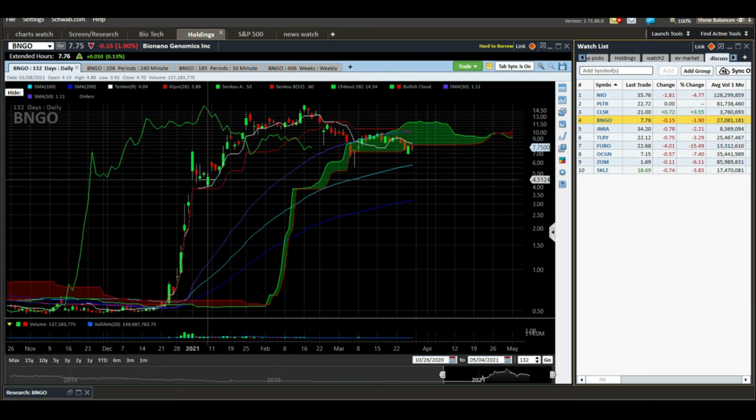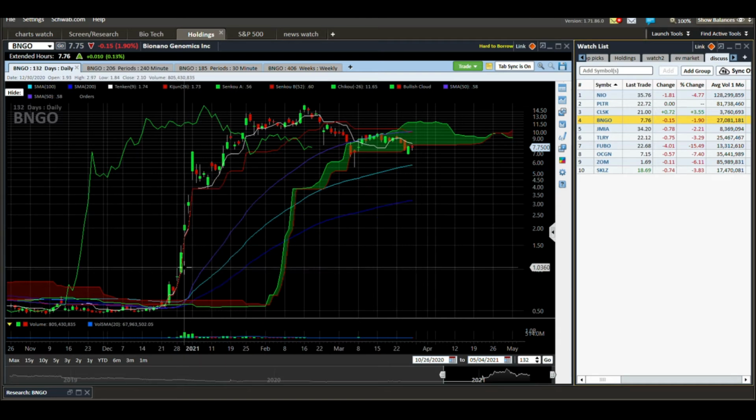We got a pullback right to the Kijun-sen line here and we bounce from it. This would have been a buying opportunity. So I don't like to chase momentum, so I probably wouldn't have got in until I saw something like this. I said, okay, maybe I'll try it right here. This is the basis for my trade. It needs to stay above Kijun-sen, full body of a candle below Kijun-sen, and I have to stop loss.